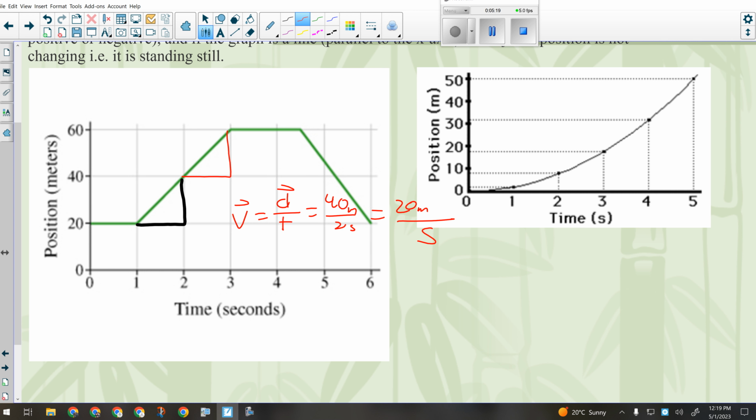Everybody all right with that? So anytime we see a diagonal line, it means that there's a uniform change or a constant change in y over x. In this case it means the object was traveling at a constant velocity and also a constant speed of 20 meters per second. Everybody all right with that? Okay. All right, what was going on between 3 and 4.5 seconds? Nothing. The object stood still at a position of 60 meters. Okay, what is it doing between 4.5 and 6 seconds?